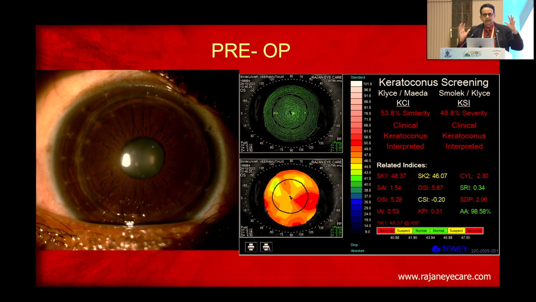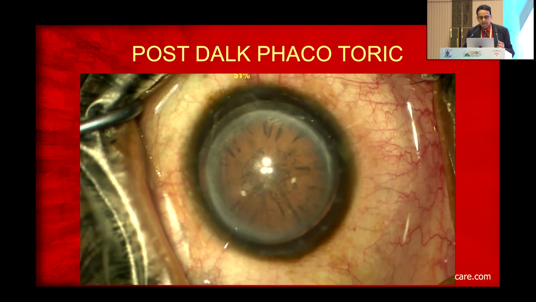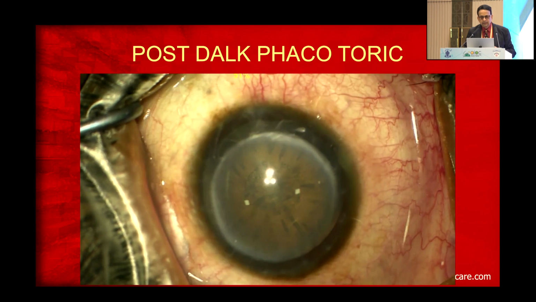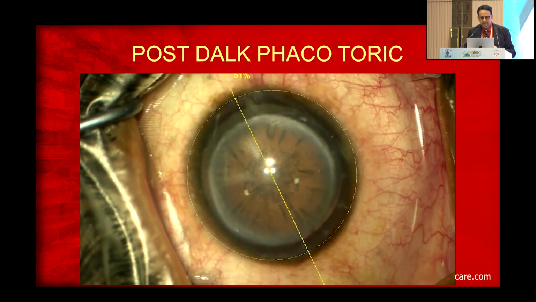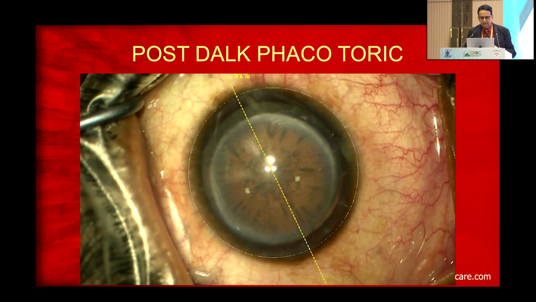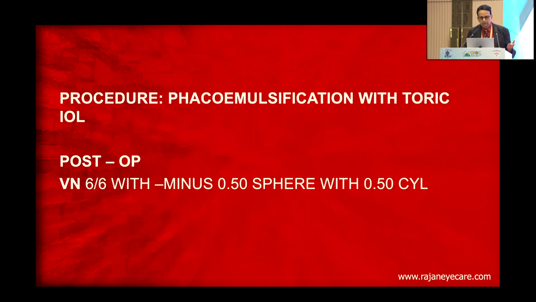As Ramurthy was telling, presbyopia is a disease, but astigmatism is also a disease. So you need to address the astigmatism as well as the presbyopia, depending on the case scenario, whatever you're dealing with. So this is a post-DALK phacotoric lens, and this is the routine. Only thing is you have to make sure, as you can see, I'm using a Callisto again, and you can see the post-operative result, minus 0.5 sphere with minus 0.5 cylinder.